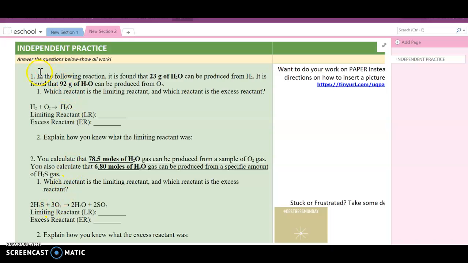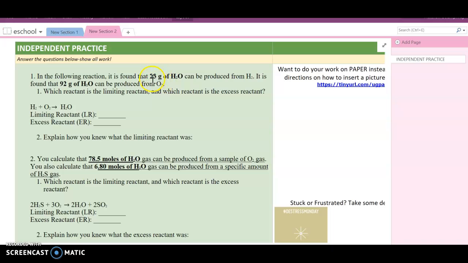Greetings, everybody. If you'd like to see my thinking for independent practice, go ahead and check it out. I'm going to read the question. In the following reaction, it is found that 23 grams of H2O can be produced from H2. It is found that 92 grams of H2O can be produced from O2. Which reactant is the limiting reactant and which is the excess reactant?